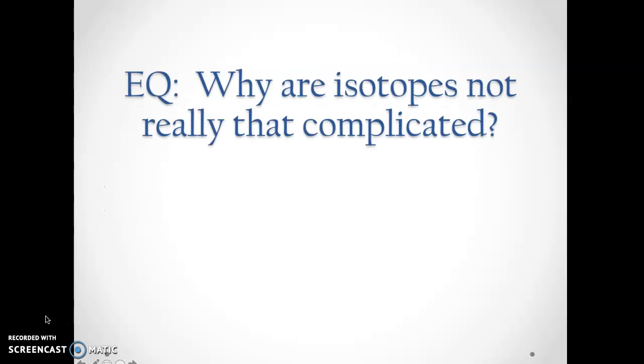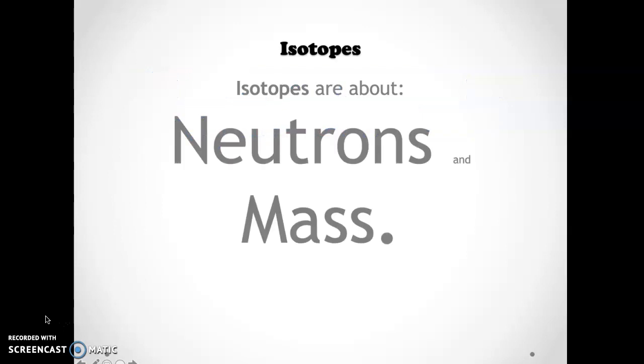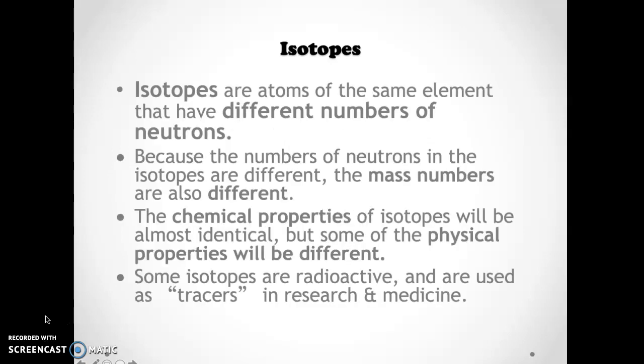And if I was to talk about this in terms of an essential question, there it is. Why are isotopes not really all that complicated? Because they're not. I see 2 huge words there: neutrons, mass. Isotopes are only about neutrons and mass. That's all you really have to understand. That's the big, huge picture. Isotopes are about neutrons and mass.